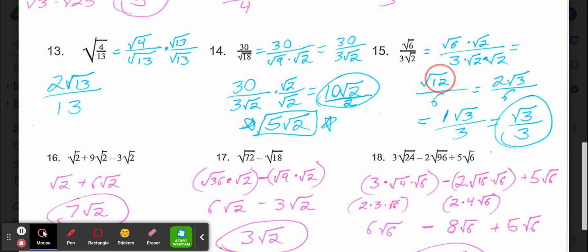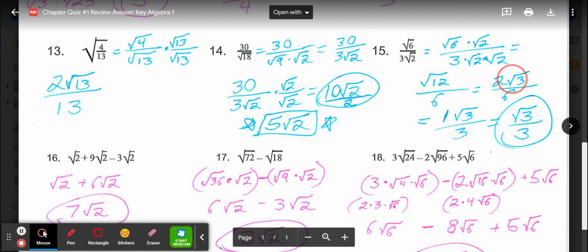We can simplify the square root of 12 on top to square root of 4 times square root of 3, which would be 2 square roots of 3 over 6. And we can simplify the 2 and 6 to a 1 and a 3. So we would just have square root of 3 over 3.